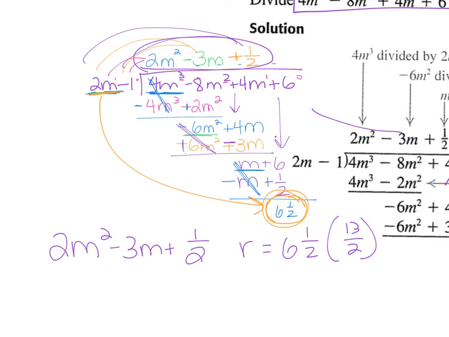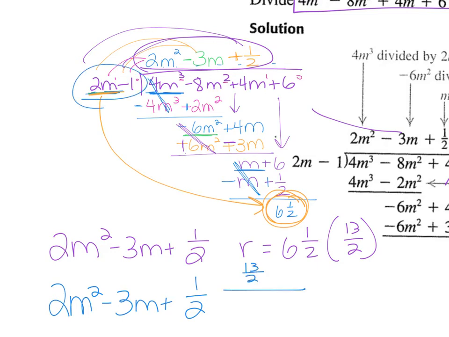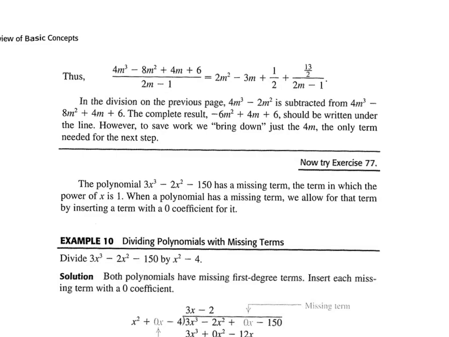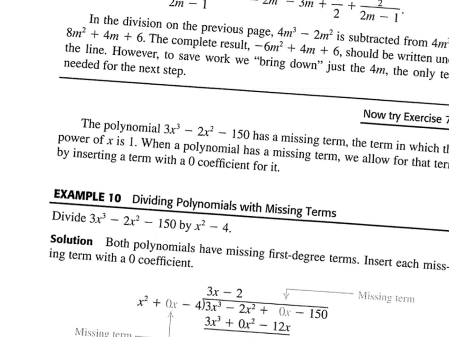The other way to write this is to repeat out the quotient and put the remainder, or that 13/2, over what we originally divided by. So 2m minus 1. And you would write it like this. So depending on what kind of format you're looking for, I would say both answers are correct. They're just different formats. Okay, so now let's look what happens if we're missing a term.